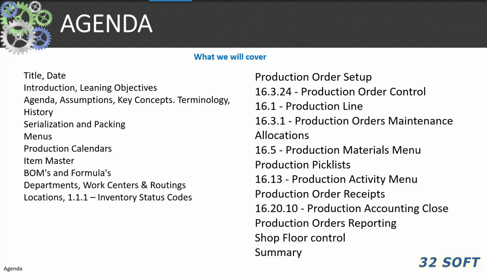Here's a list of the subjects we'll talk about. We'll talk about some concepts, terminology, item master. We'll look at production order setup. We'll talk about the control file. We'll talk about 16.3.1, the new production order maintenance, production pick list. We'll cover a little bit about production order issues, receipts, and accounting functions.